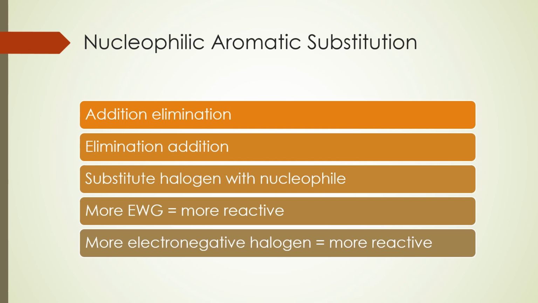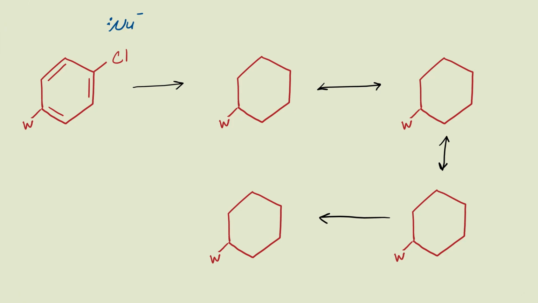Let's look at the mechanism for addition-elimination. This is similar to some of the reactions we looked at earlier. The nucleophile is going to come in and add right next to the halogen. This kicks off a lone pair and gives the adjacent atom a negative charge. The charge will move all around the ring 2 atoms at a time to kick off the halogen.